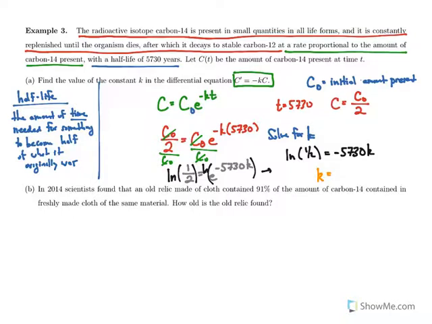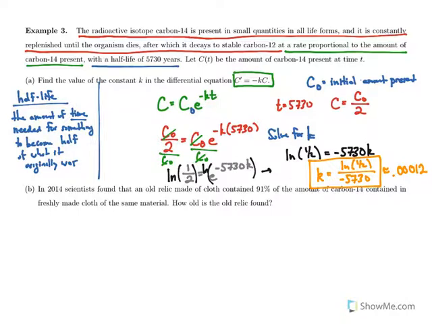So k is going to be natural log of 1/2 divided by negative 5,730. And note that that's about 0.00012. So that is a rate that we are talking about. It is decreasing at that rate proportional to its original value.